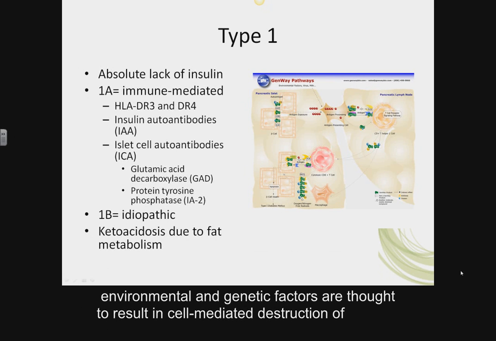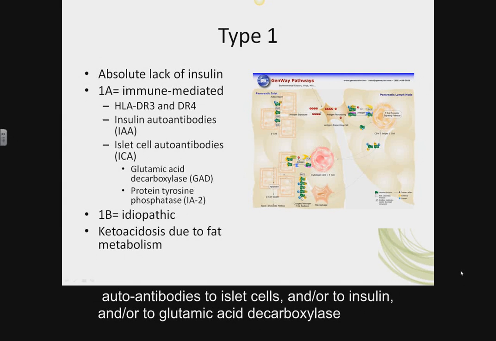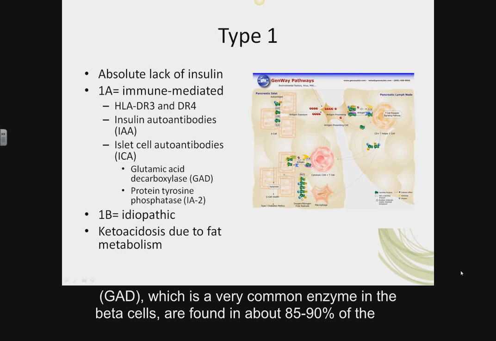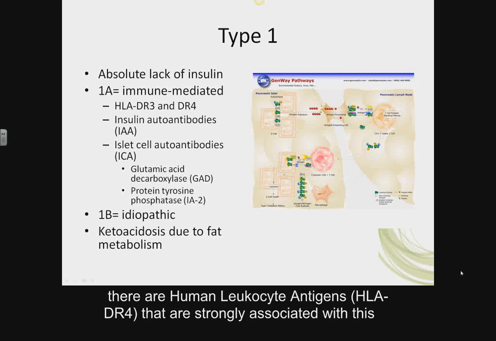In immune-mediated DM, environmental and genetic factors are thought to result in cell-mediated destruction of beta cells. In the common form, markers of immune destruction, this would include autoantibodies to islet cells and/or to insulin and/or to glutamic acid decarboxylase, or GAD, which is a very common enzyme in the beta cells, are found in about 85 to 90% of the individuals when fasting hyperglycemia is initially detected.